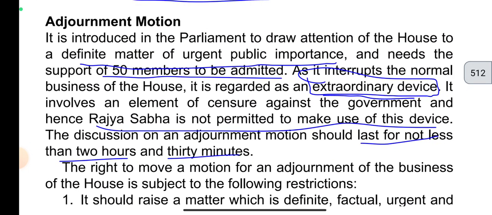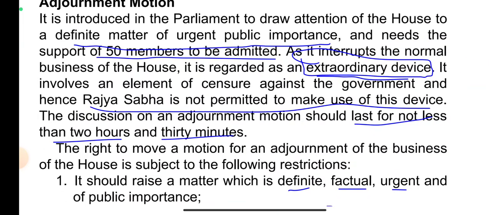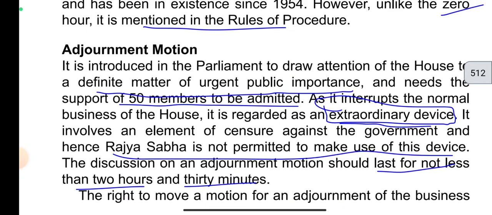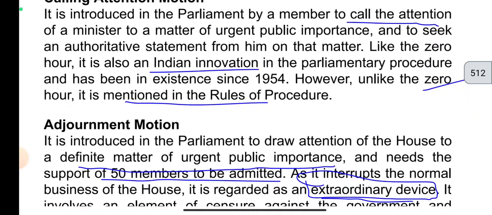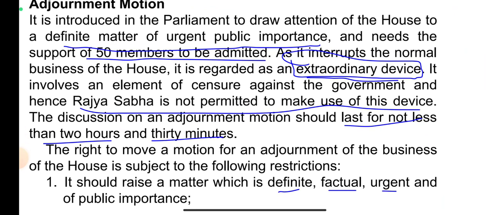Adjournment motion is introduced in the Parliament to draw the attention of the house to a definite matter of urgent public importance. तो ये भी अर्जेंट पब्लिक इंपॉर्टेंस का ही है और कॉलिंग अटेंशन मोशन भी सेम है. And it needs the support of 50 members to be admitted. As it interrupts the normal business of the house, it is regarded as an extraordinary device. It involves an element of censure against the government and hence Rajya Sabha is not permitted to make use of this device. The discussion on adjournment motion should last for not less than 2 hours and 30 minutes.